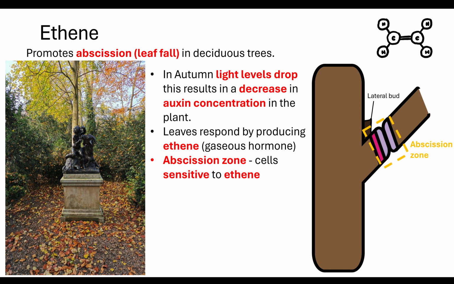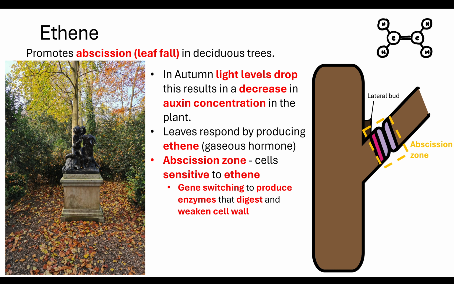And what the ethene is going to do is affect the cells in what's known as the abscission zone. So this is at the bottom of the leaf stalk. Now, these cells are really sensitive to ethene, this gaseous hormone. When ethene is released, it's a hormone that's produced and will cause a response in another part of the plant. That's going to cause genes to be switched on. Now, this gene switching is going to produce enzymes.